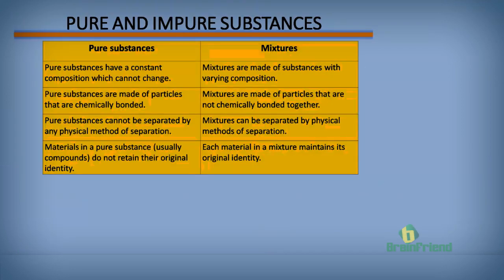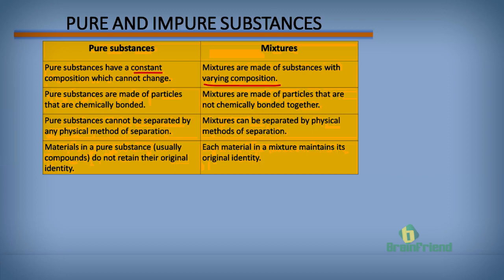So here is a table showing us at a glance the difference between pure and impure substances. Impure substances here, we are actually referring to what? Mixtures. So we see that pure substances have a constant composition which cannot change, all right? And we say that mixtures are made up of substances with varying composition. Whatever they are made of in mixtures, the components of a mixture are not what? Definite. They can change depending on different factors.